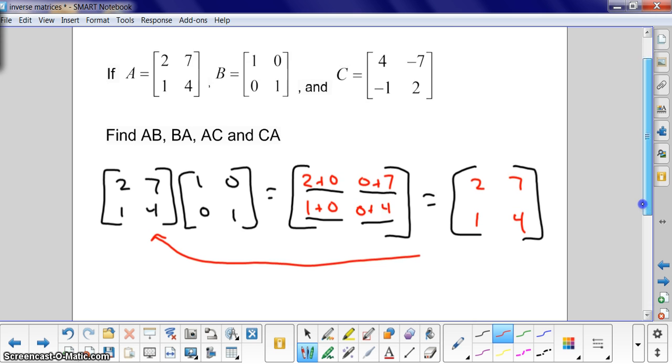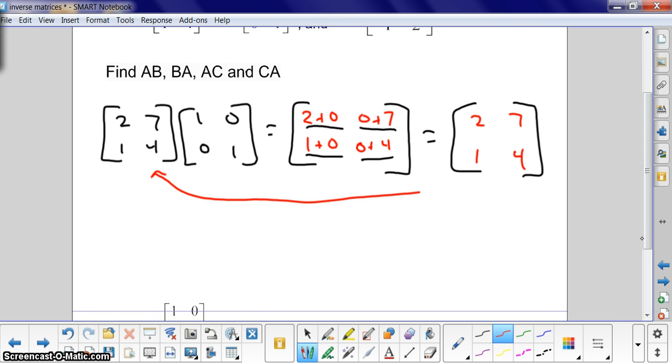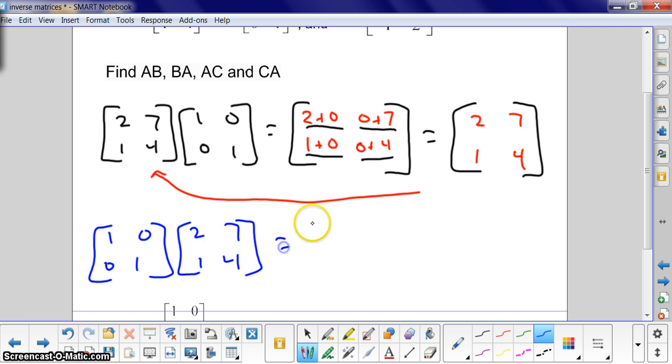Interesting. All right, so that was A times B. Let's do B times A. And if you remember, matrix multiplication is not commutative. We can't immediately say that A times B is going to be the same as B times A because matrix multiplication is not necessarily commutative. Let's see if we have a special case here. So let's do 1, 0, 0, 1, and I'm going to multiply that by 2, 7, 1, 4. I'm going to get a 2 by 2 matrix.